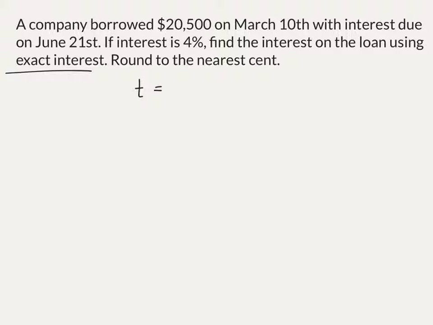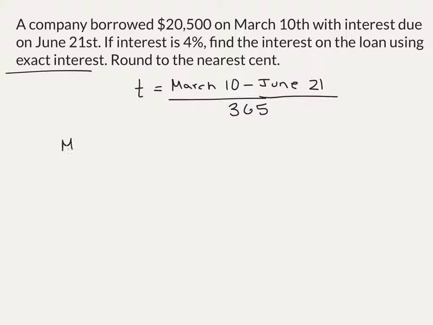That means that we're going to let T equal the number of days from March 10th to June 21st, and that's going to be over 365 days. Because remember, T is always given in terms of years, so by writing a ratio of 365 days, assuming that there are 365 days in a year, we can appropriately write the equivalent of T. The first step is to find the number of days from March 10th to June 21st.